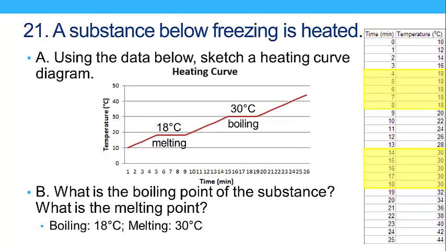So you can figure this out either by looking at a graph or by looking at data. You're just looking for where the temperature flattens out and remains constant.